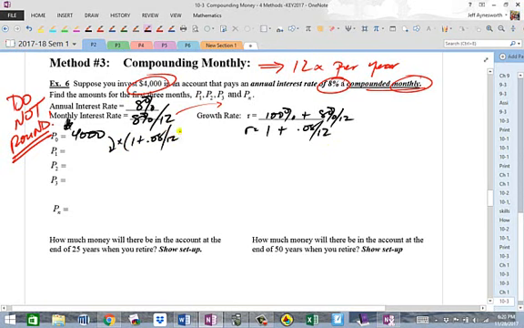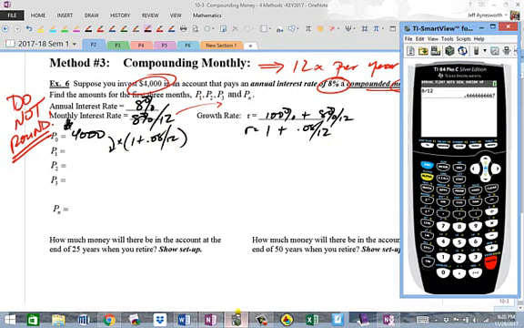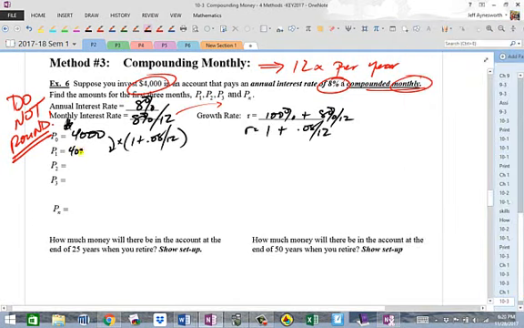Now, when you use your calculator, use your parentheses. Enter your initial investment, times the quantity 1 plus 0.08 divided by 12, and hit enter. You'll notice that I get a little bit more, because this is after 1 month. The amount after 1 month: I gained $26.67, so I have $4,026.67. I gained $26.67 interest after the first month.